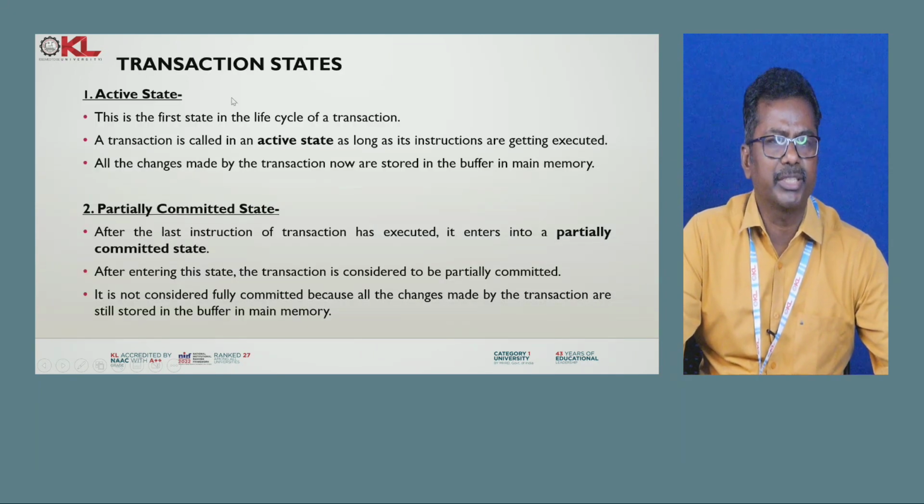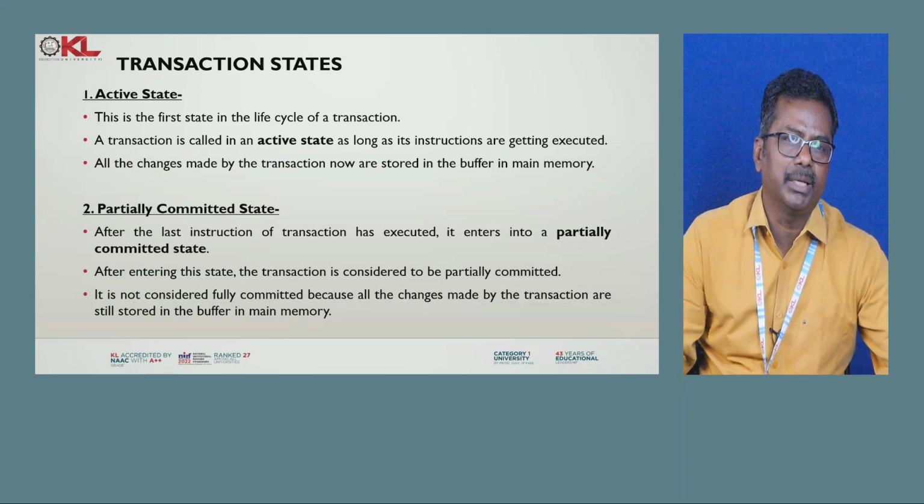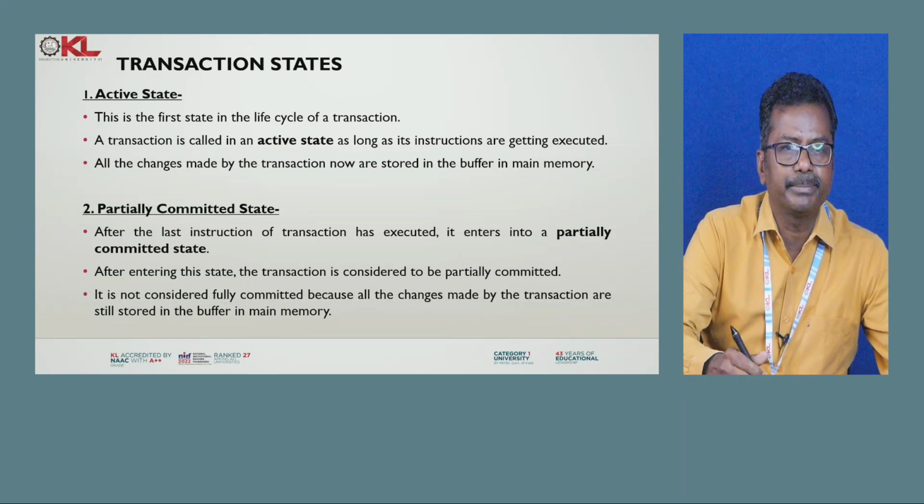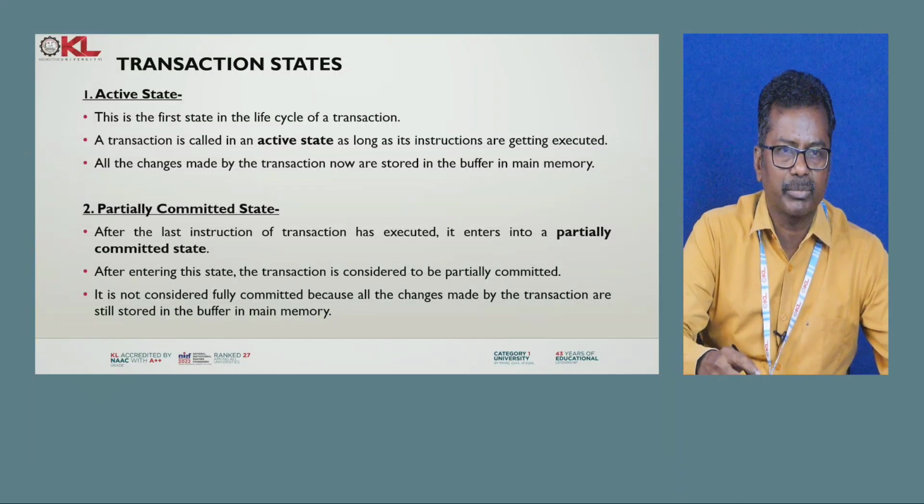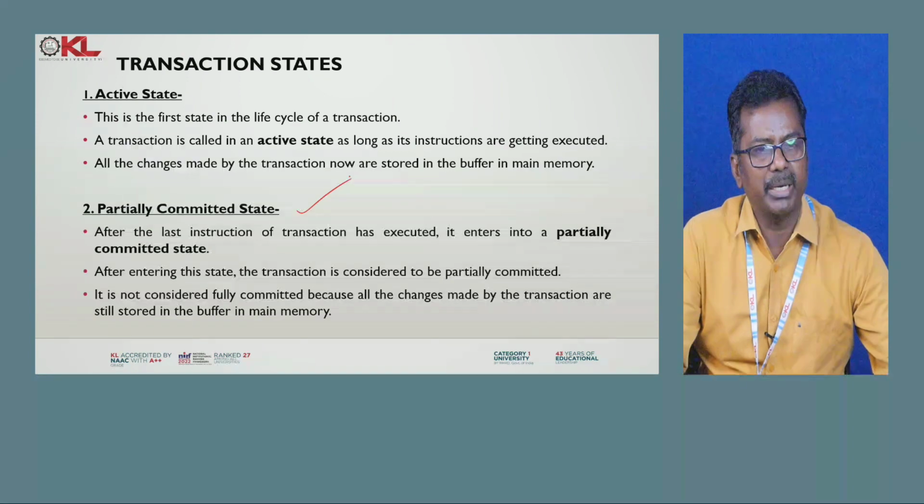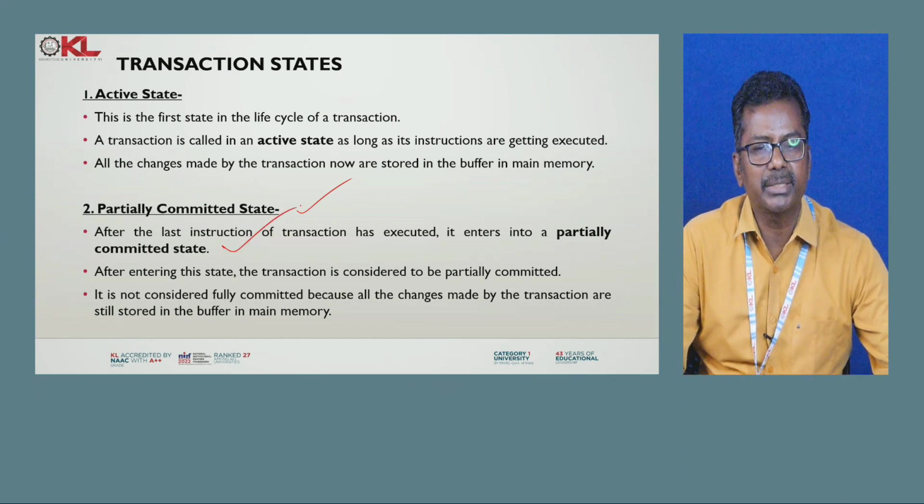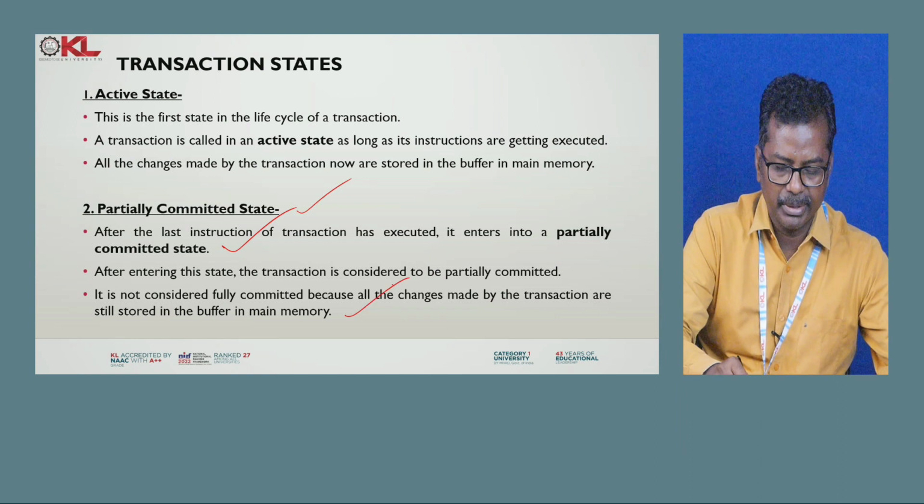So this is the explanation of the transaction states, like the active state. The active state is the first state of the life cycle. It is called the active state. The second state is the partially committed state. After the last instruction of the transaction is executed, it enters into the partially committed state. After entering this state, the transaction is considered to be partially committed, and so on.